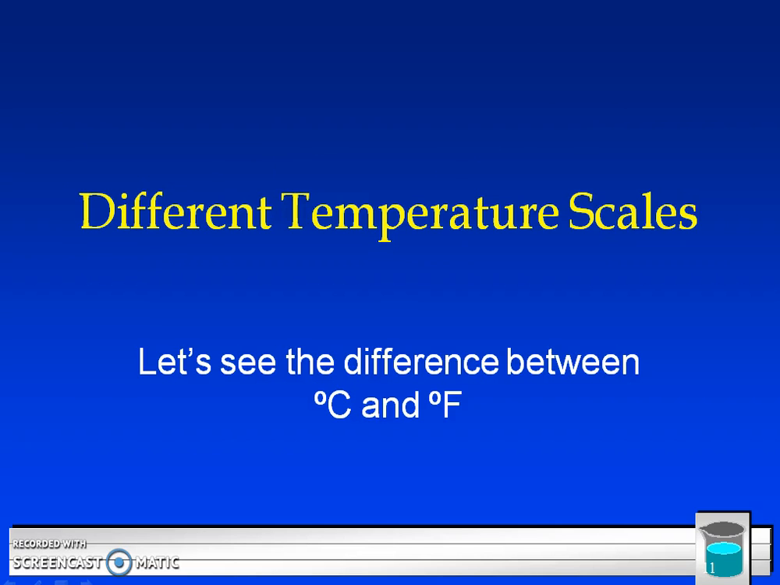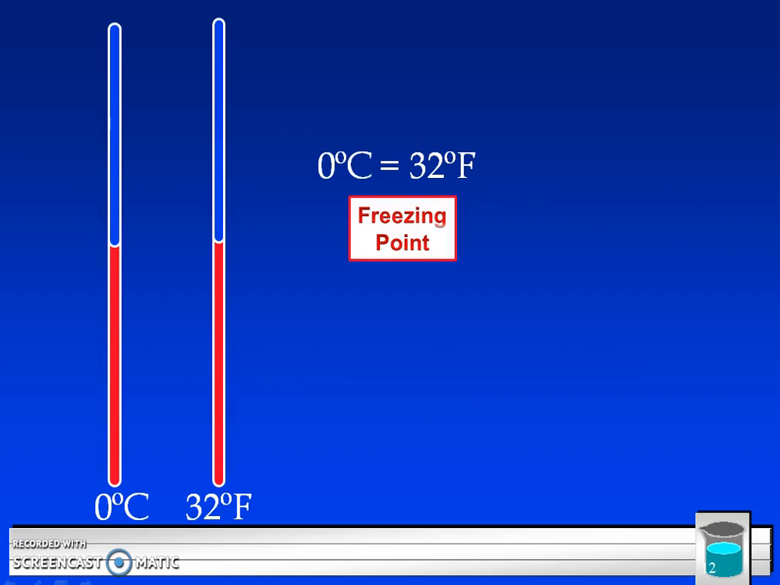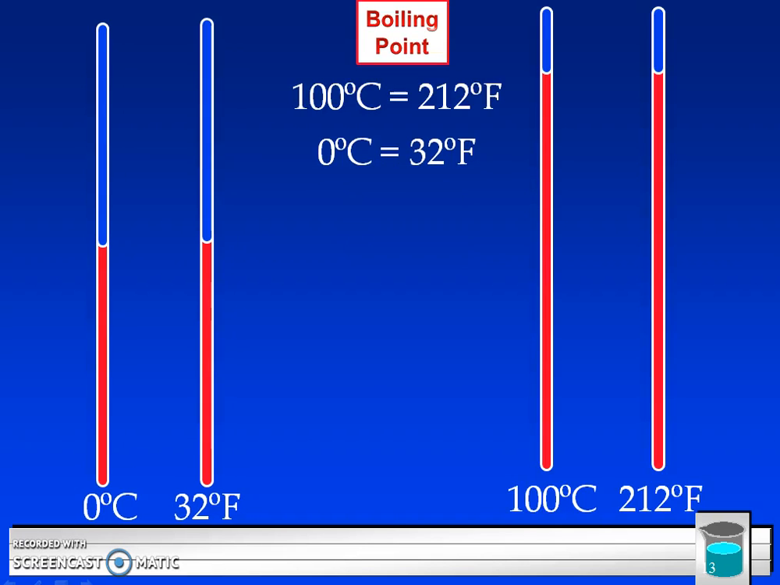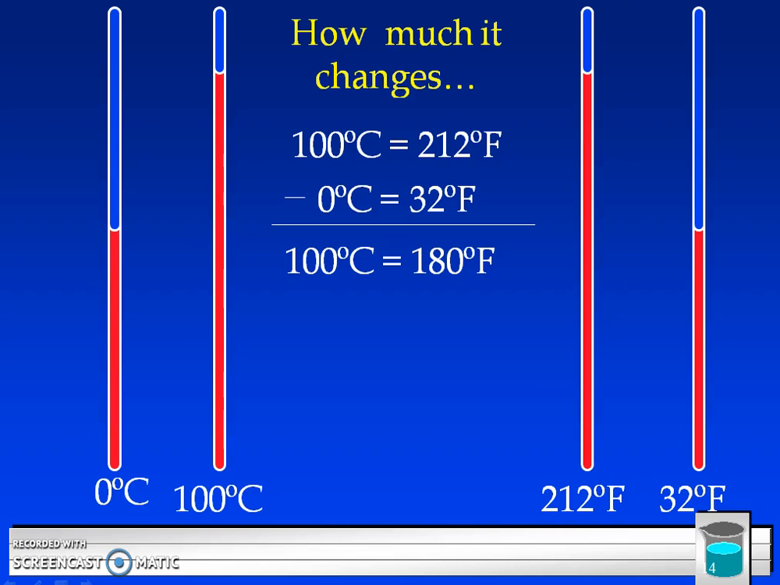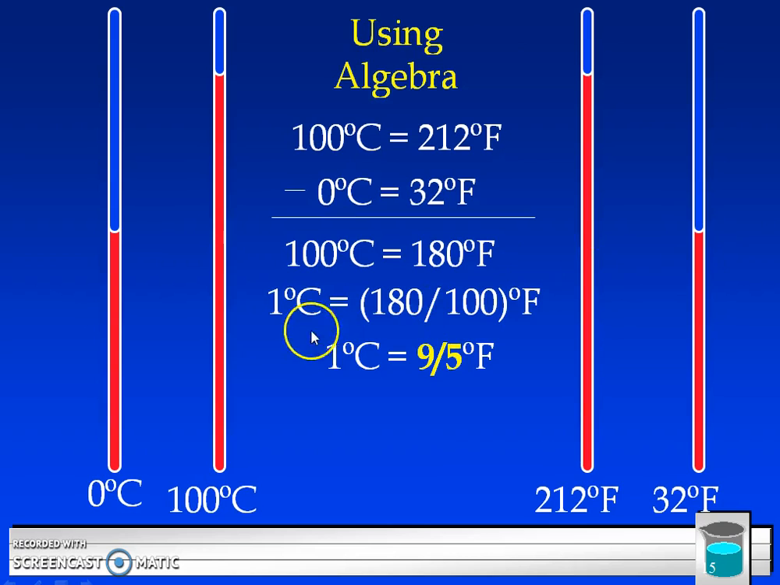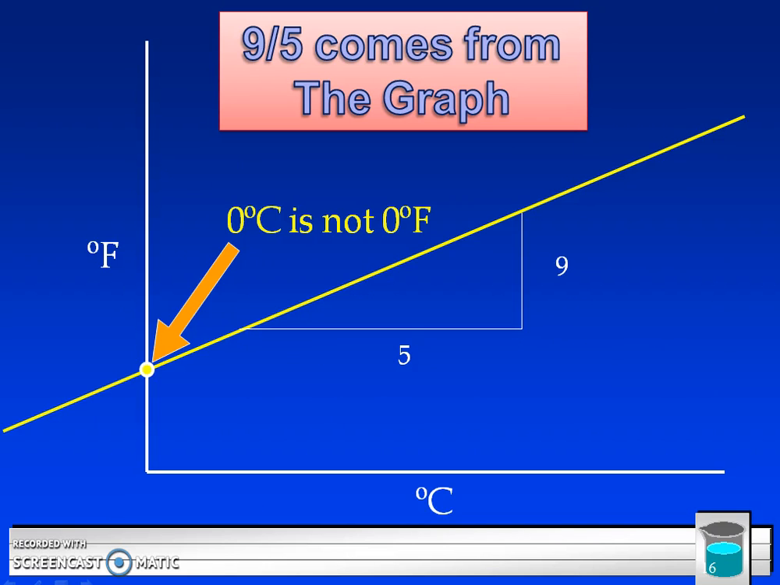So what's the difference between a Celsius and a Fahrenheit scale? Just a quick look. Here's 0, 32. This is the freezing point at different numbers for different temperature scales. Here's the boiling point. And you take the change. How much does it change? And you can formulate an equation to transfer from Celsius to Fahrenheit. Well, where does this 9/5 come in? It comes from a graph.